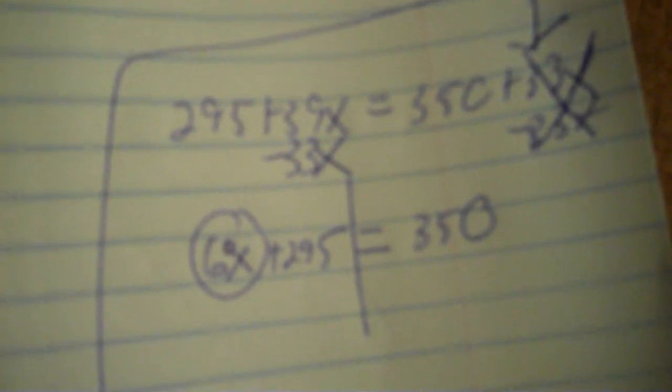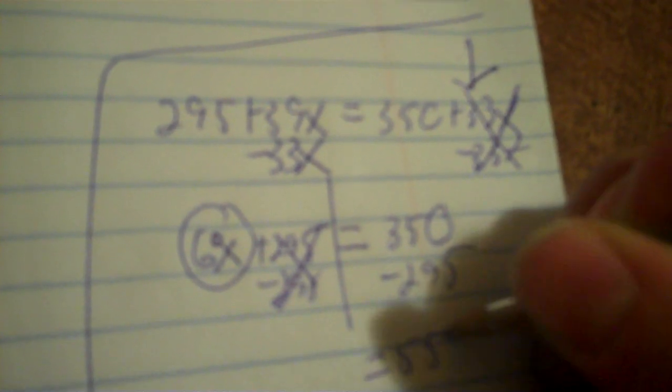Okay, 2 x variables, so we pick the smaller one. Get that to 0 by subtracting. So that's 6x plus the constant 295 equals 350. Okay, so we have a times 6. I like to circle the times or divide. Okay, that's just me because I know what I have to get rid of then. Minus 295. That's 55. So 6 times x equals 55. So 55 divided by 6.